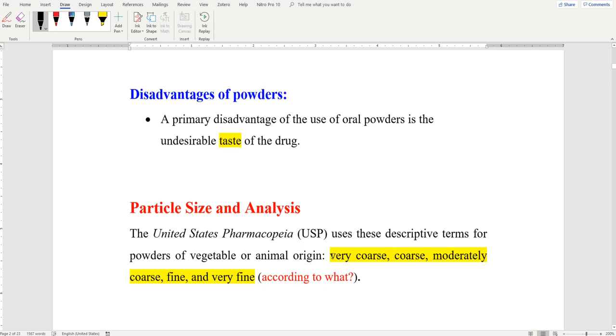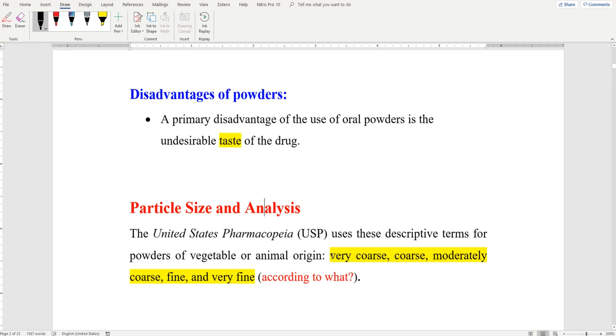Sieve analysis. Sieve means the strainer, which is basically a mesh. There is a mesh and you look at the size of powders according to how they pass through the mesh. I will talk about this later on.